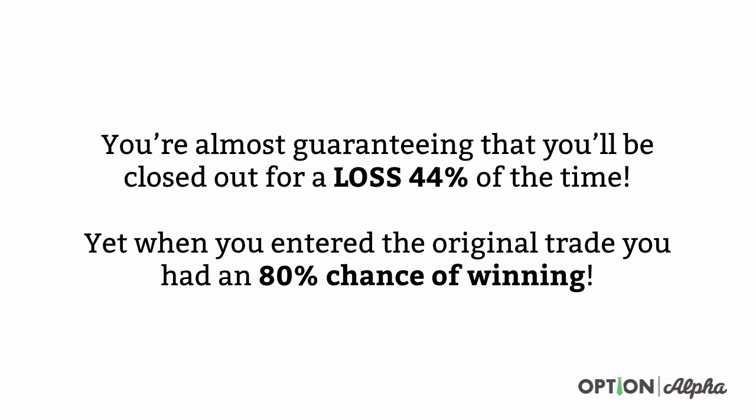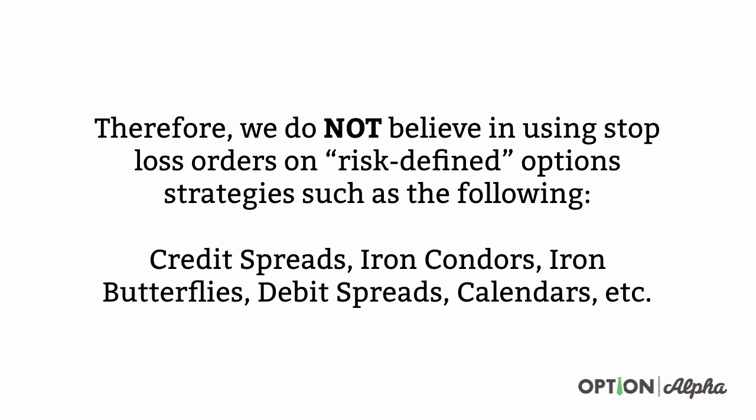So the person who closes out the trade early loses guaranteed 44% of the time. The person who waits all the way to expiration, lets the numbers play out, wins 80% of the time. Okay, that's a huge difference, and that's why we don't often favor using a lot of stop loss orders. So again, like we just talked about, we do not believe in using stop loss orders on risk-defined option strategies such as the following, because we know what the probabilities are. And if we control our risk size, then we don't need to do anything.